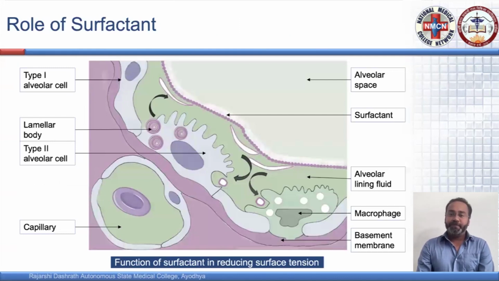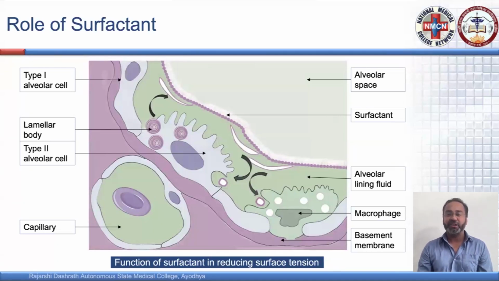Now, I have told you earlier that whenever there is an interface of water and air we are breathing in, and water in the lungs is produced by type 1 pneumocytes. They have certain secretions which are fluidic in nature. So the alveoli have a certain amount of fluid and also have air. Whenever there is an interface between air and water, the water molecules at the surface of this air-water interface try to collapse these alveoli, which is called surface tension.